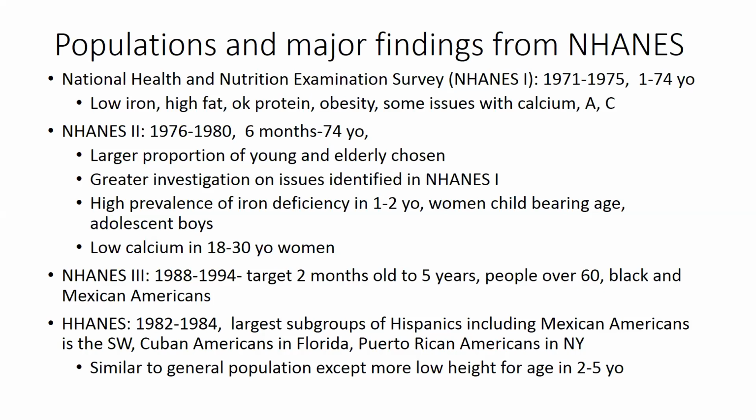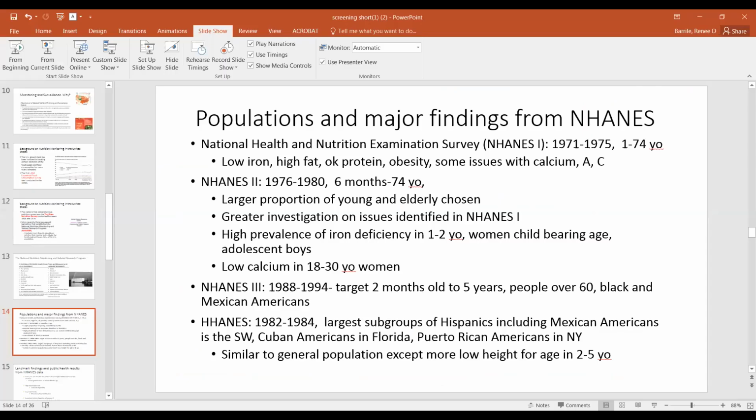And again, this is intermittent. So it started up again in 1976, and they collected data for 4 years. This time they included infants, so starting at 6 months old all the way to 74 again. They were beginning to narrow down who they were most interested in, so they sampled more from young and elderly. They really got more detailed information about some of the problems they found in NHANES 1. And they also noticed some iron deficiency.